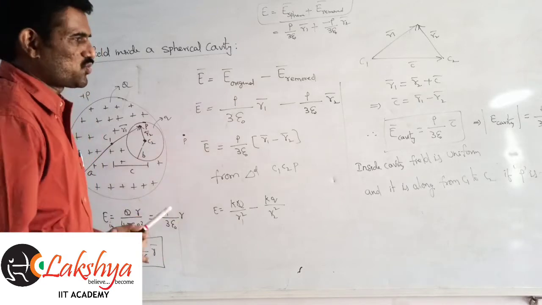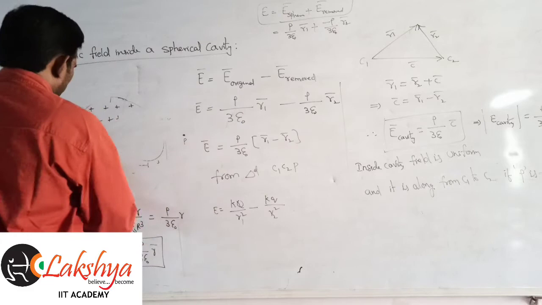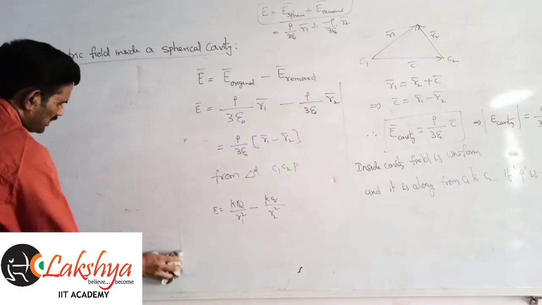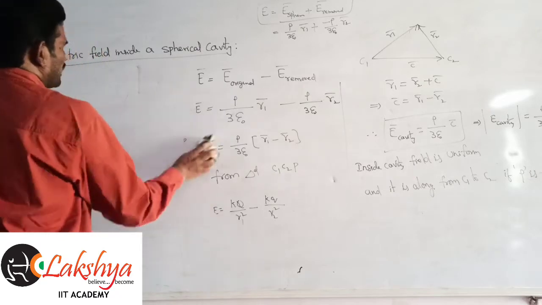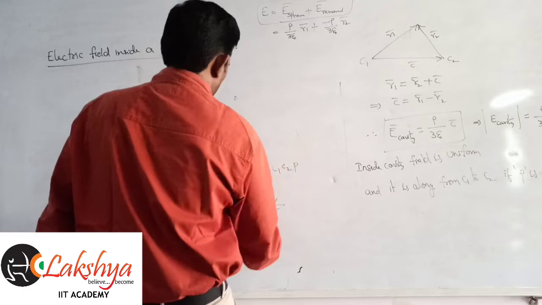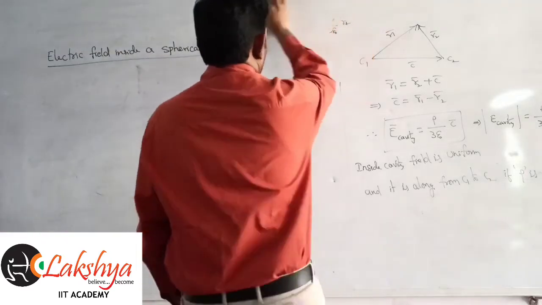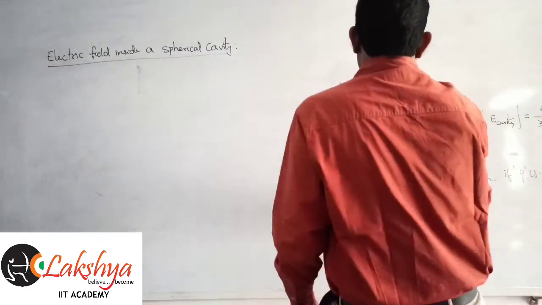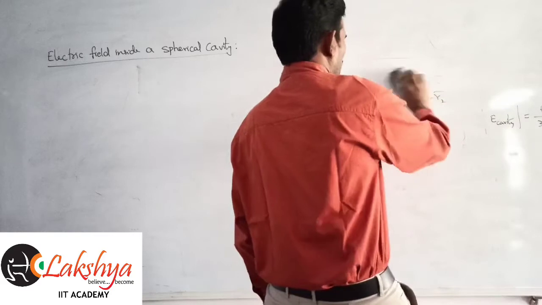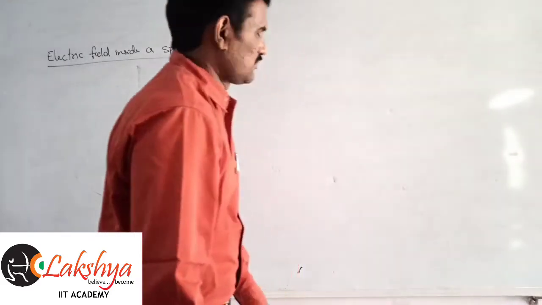There will be some other problems based on this, which I will explain after discussing the cylindrical cavity also. The same process will be there for the cylindrical cavity, but only the formula is different here. The intensity of electric field inside the cylinder is different. What is the formula for inside the cylinder?